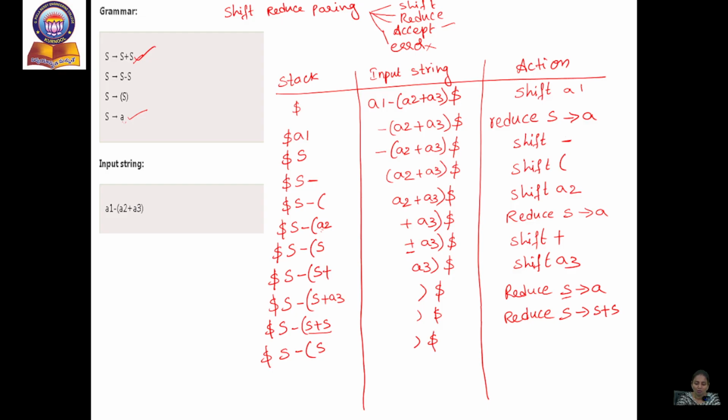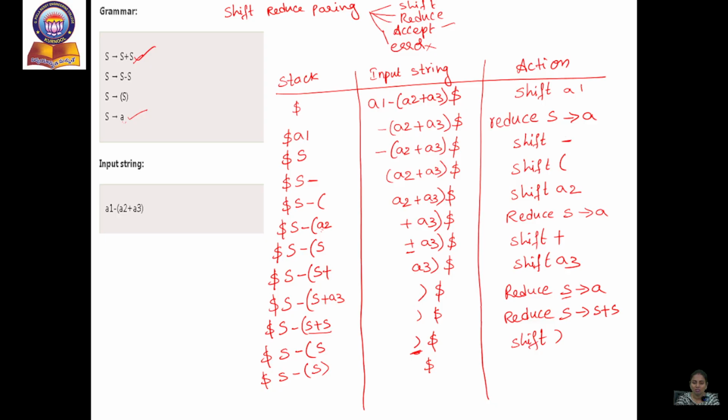Now again checking whether S is directly derived from any of the given productions. No production is directly deriving S, so I can do the shift operation here. What else is remaining in the input string? Closed bracket is remaining, so the stack is dollar S minus open bracket S, and what I have shifted, this closed bracket, has been shifted to the top of the stack. What else is remaining in the input string? Nothing, only dollar will be available.